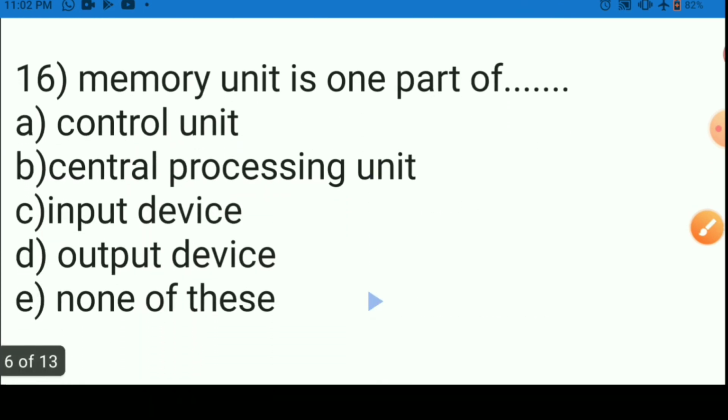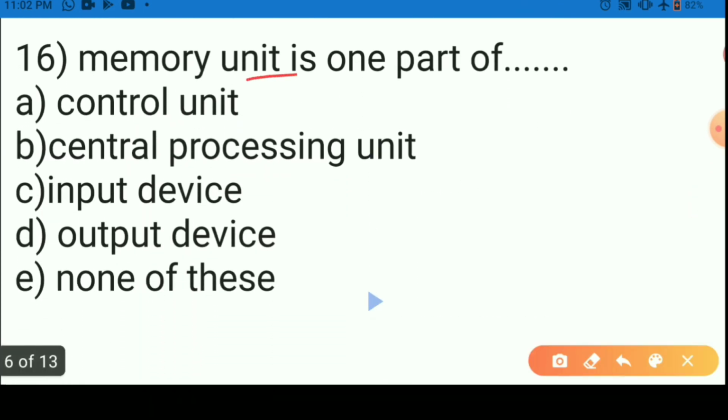16. Memory unit is one part of control unit, central processing unit, input device, output device, none of these.